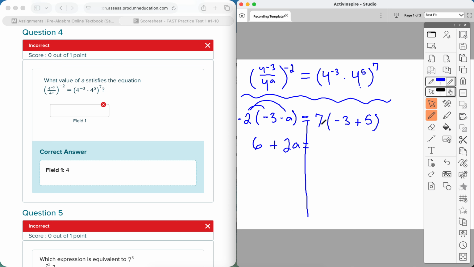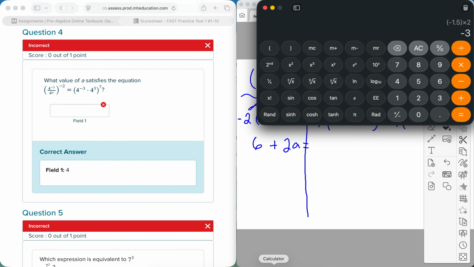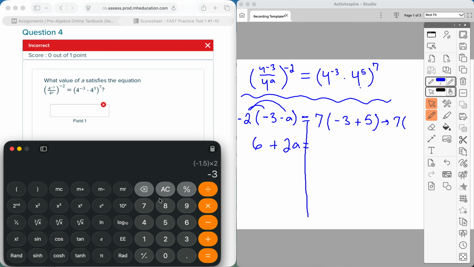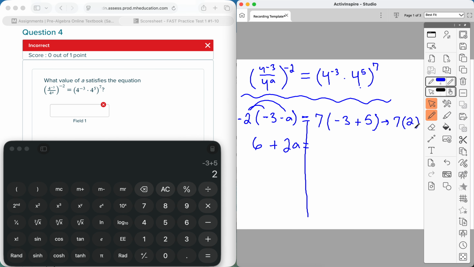I'm just going to write it over here. 7 times -3 plus 5. Use your calculator for integers. It's not cheating if you have access to it. This gives us 2, so it's 7 times 2, which is 14. So I have 14 on this side.